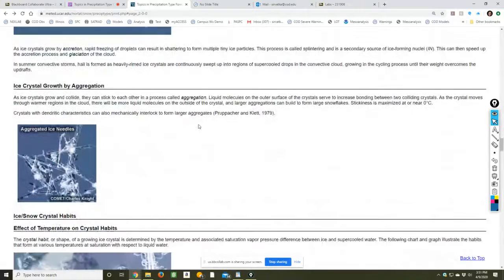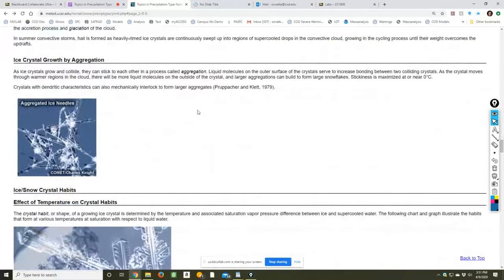Okay. The other way that you can grow an ice crystal is through aggregation. Aggregation is snowflakes sticking to snowflakes. So when snowflakes stick to snowflakes, that's called aggregation. Trying to think. Did I just hear thunder? I may have. We'll see. If something happens, I'll show you the camera outside. Okay, so aggregation, snowflakes sticking to snowflakes.